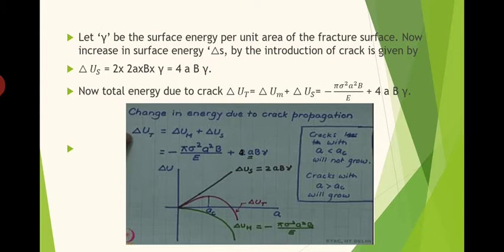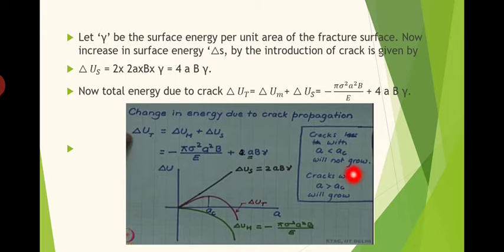Now the total energy due to crack formation, delta Ut, will be equal to delta Um plus delta Us. So the total will be this much value, minus π sigma square a square b by E plus 4ab gamma. Now the interesting thing is, if you plot these two energies in a particular graph, along the y-axis we are taking delta U. It can be delta Um, delta Us, delta Ut, whatever it may be. And along the x-axis we are taking the crack size a. So with respect to crack size, I am drawing these two energies.